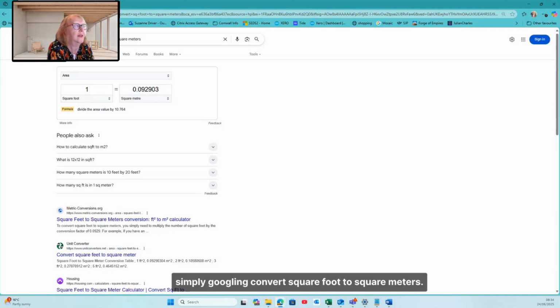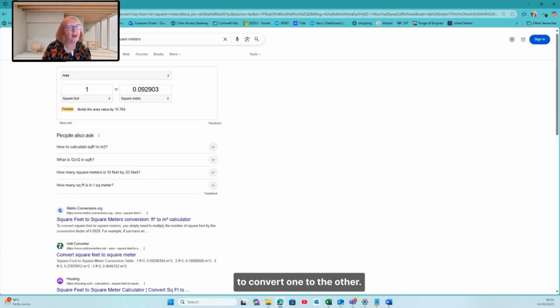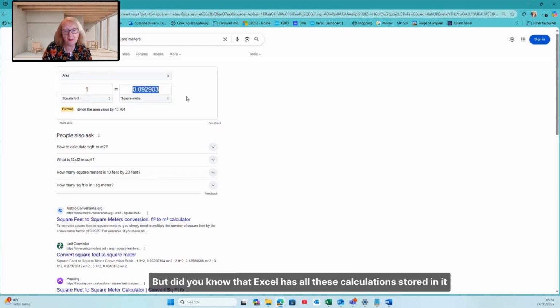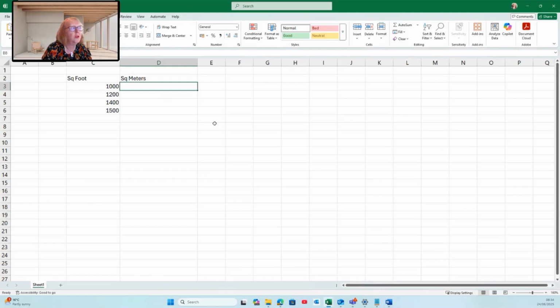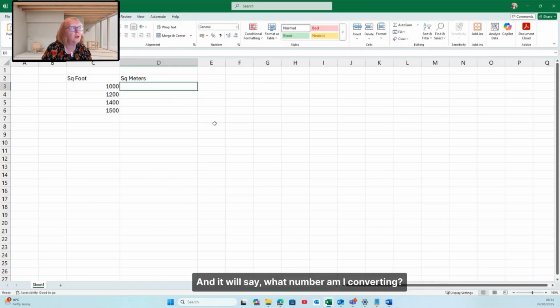So generally people's go-to is one of the conversion sites or just simply Googling convert square foot to square meters. And that gives us the calc we can, of course, put into Excel to convert one to the other. But did you know that Excel has all these calculations stored in it automatically, and you don't have to look up what's behind that calculation unless you want to, of course.